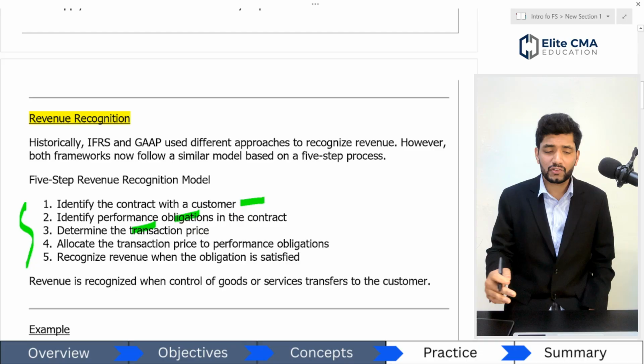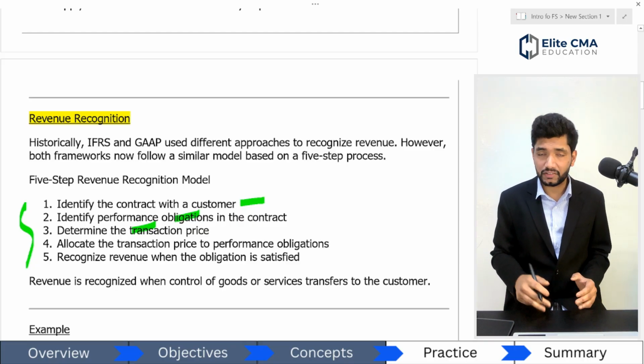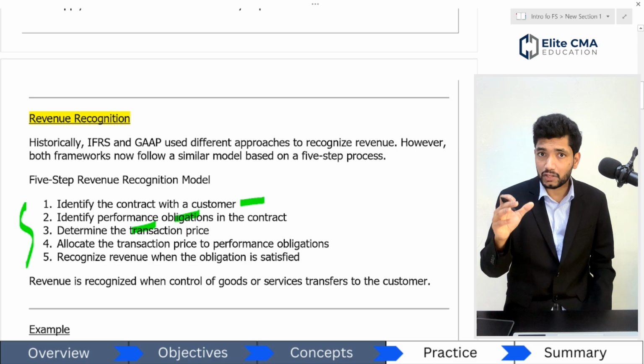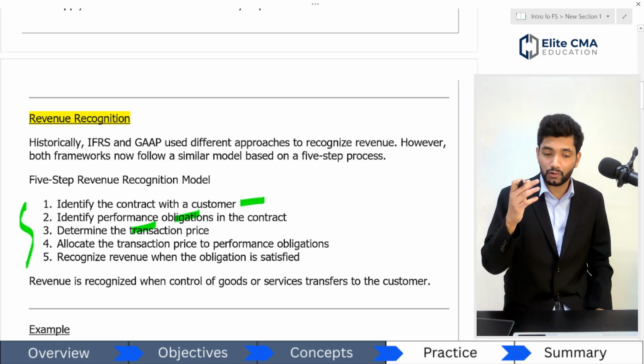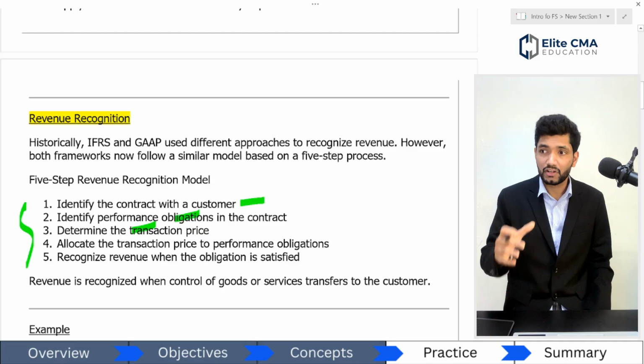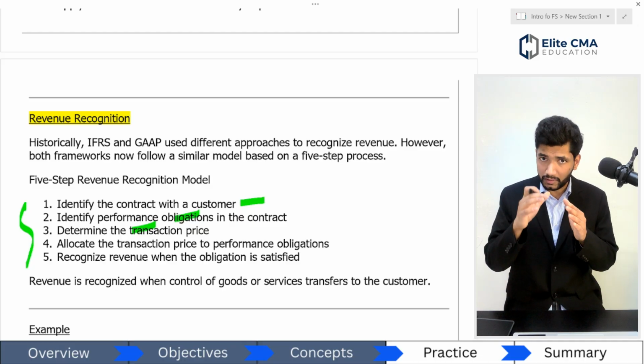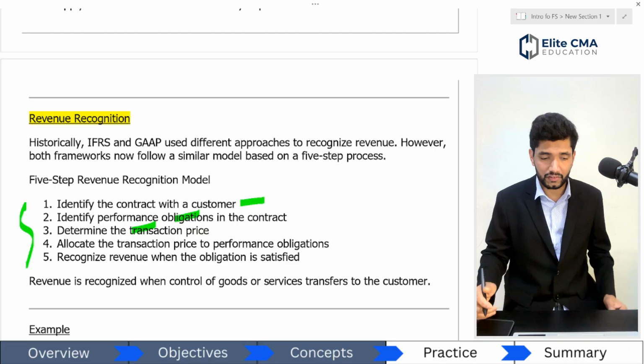Revenue is recognized when control of goods or services is transferred to the customer. Once you transfer the complete control of your goods or service to the customer, at that stage the revenue is recognized.